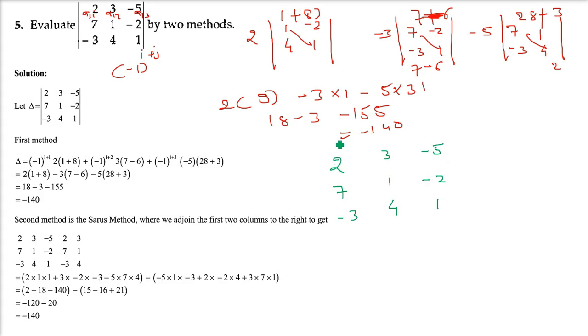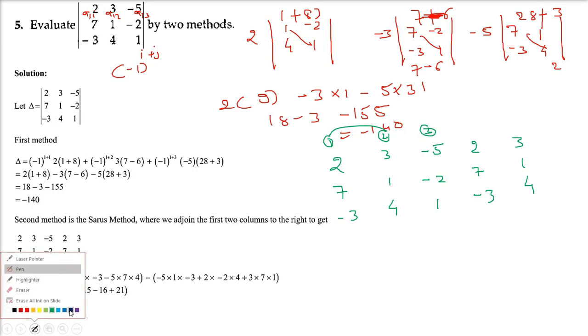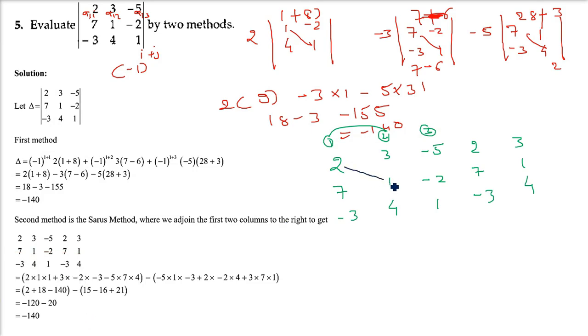Now you have to replicate, or write again, the first two columns. That is, first, second, third column, and you write the first and second column again. That means 2, 7, and minus 3 has to be written, and then we have to write 3, 1, and 4. Okay. Now, what do we do? It will be very easy. Multiply this 2 into 1 into 1. I'll just show you. Let me change the color. Okay, 2 into 1 into 1.